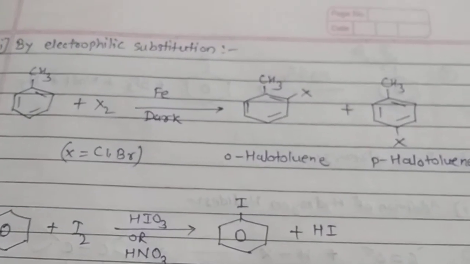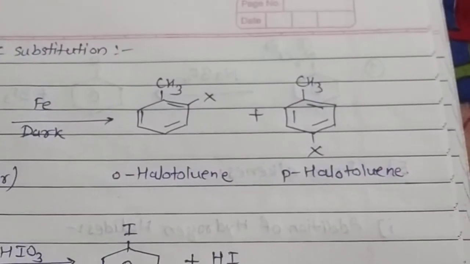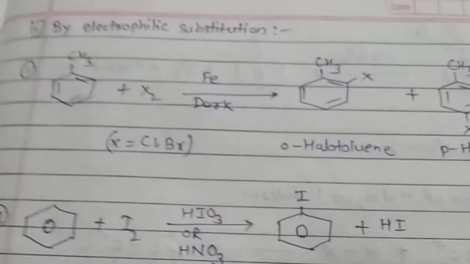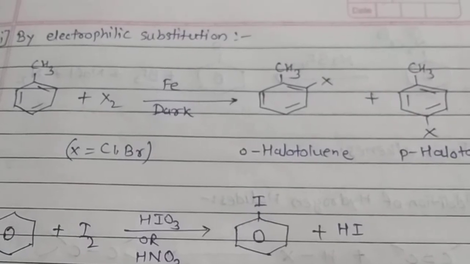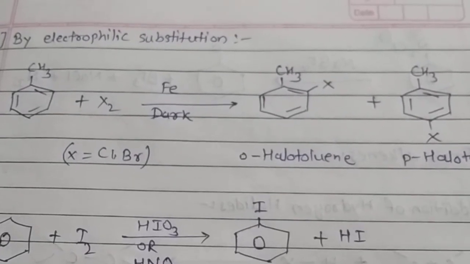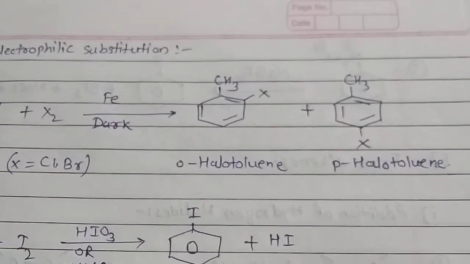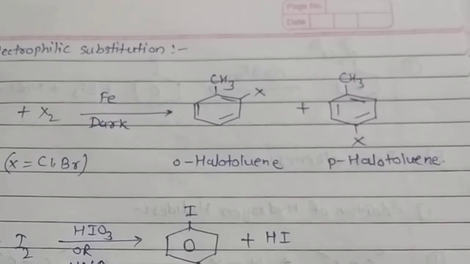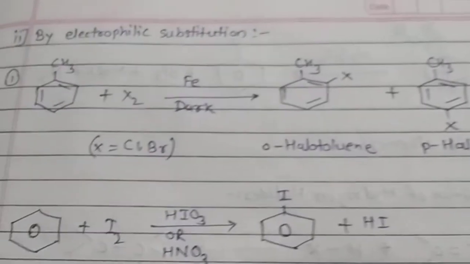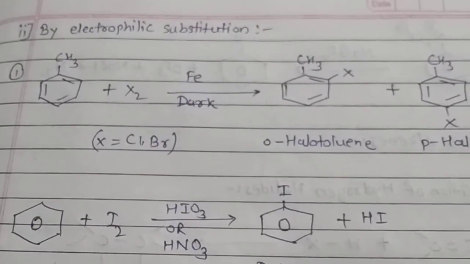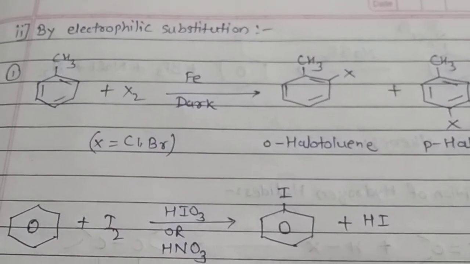Hydrogen is replaced by halogen. 2 products are formed, one is ortho and the other is para. The methyl group is an electron donating group, therefore the incoming group is directed ortho and para. That's why we get 2 products, one is ortho halotoluene and the second is para halotoluene. Here the halogen is either chlorine or bromine.